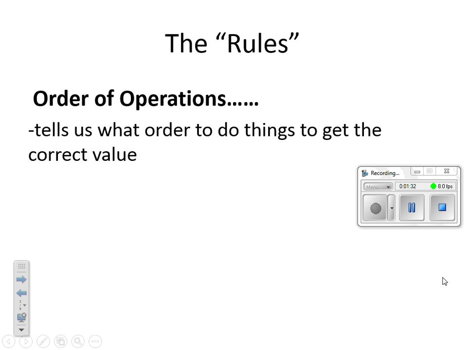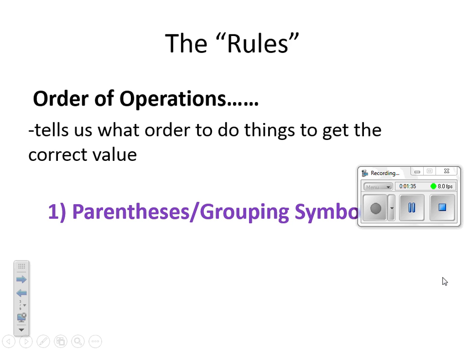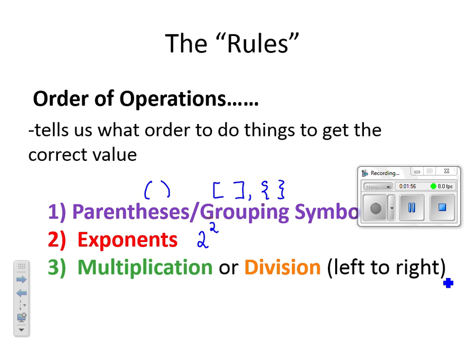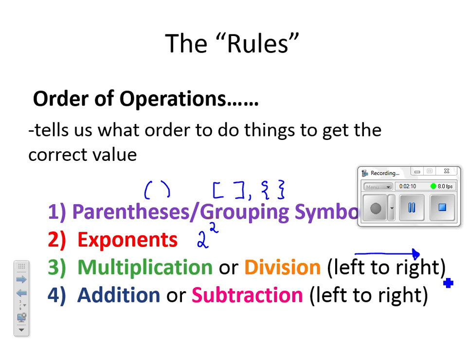So the order of operations, the first operation you want to do is always parentheses or grouping symbols. So parentheses or some brackets or these funny things here. Okay, the second thing you want to do are exponents. So if you have 2 to the 2, 2 to the second power is 4, that's 2 times 2. The third thing you want to do is multiplication or division from left to right. We read left to right, so we will also do our math left to right when we're doing order of operations. And the last thing you want to do is addition or subtraction, left to right.